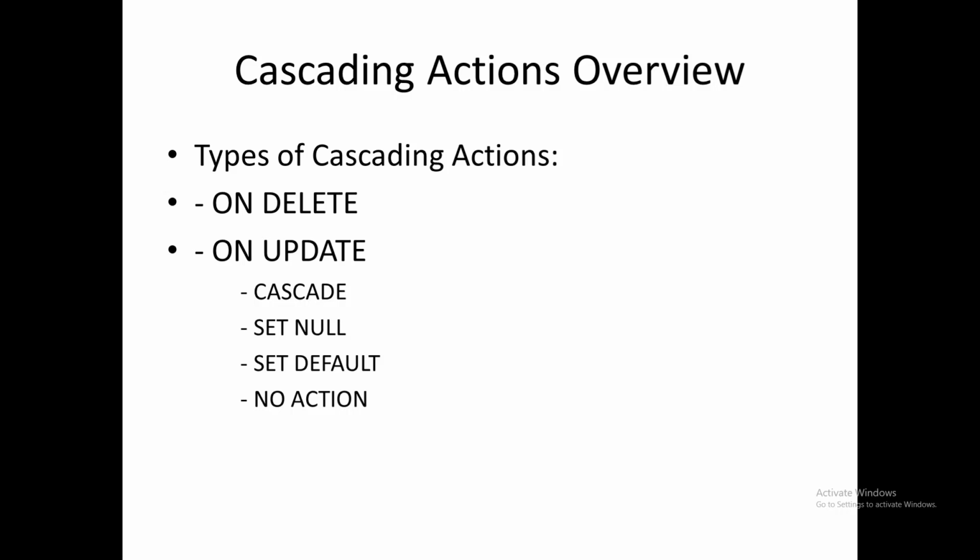There are basically four kinds of rules: cascade, set null, set default, and no action. Cascade means if you remove something from the parent, all the references from the child will be removed. Set null means if you remove something from the parent, a null value will be placed and the record won't be deleted. If you set default, then if you remove something from the parent, the default value will be placed there. No action means nothing will happen. You can't remove any parent record until you remove all the entries from the child table.